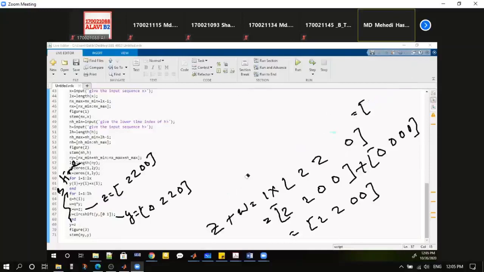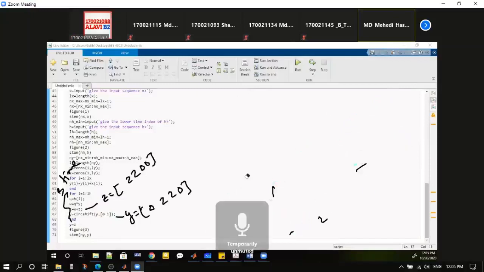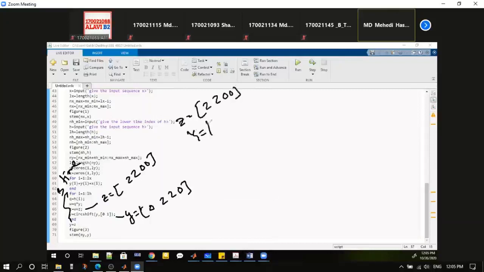It is written there. So what is the y? Y will be 0, 2, 2, 0. And what will be the z? 2, 2, 0, 0. After the first iteration, what is the value of z? Z will be 2, 2, 0, 0. And the value of y is 0, 2, 2, 0.